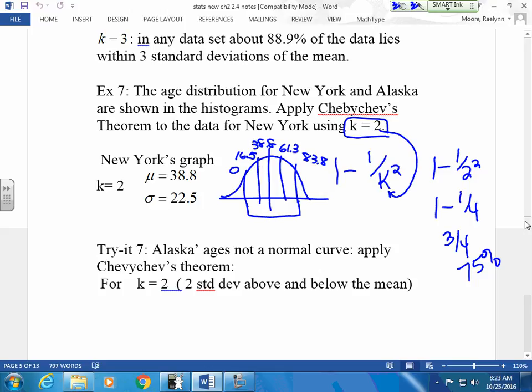Makes sense? The only time we work with a non-normal curve, this curve is skewed, but we don't know enough about the information to say where it is skewed.